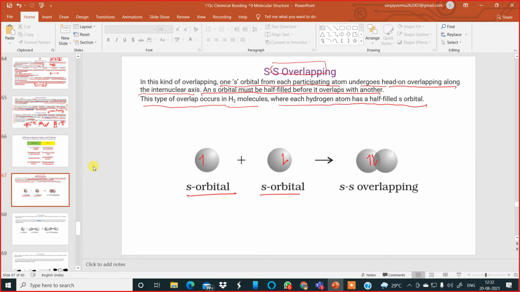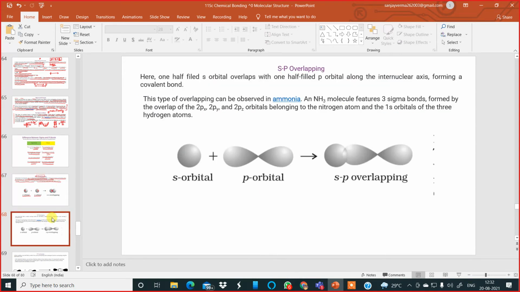Is this clear, my dear boys? SS overlapping? Okay. Now, moving to the next type of overlap. When an s orbital overlaps with a p orbital, let us see what happens. Look at this diagram. The s orbital is spherical in shape. Look at this p orbital, it is a dumbbell. If you go to the gym, you will find dumbbells. It is somewhat similar to a dumbbell shape.